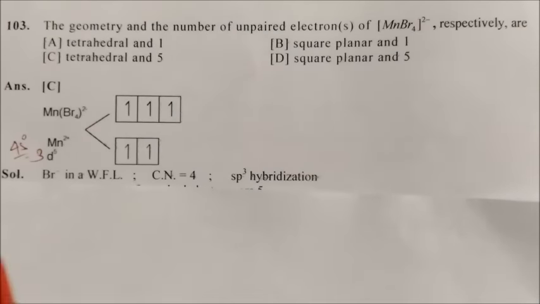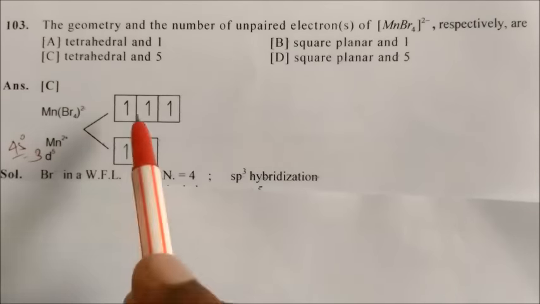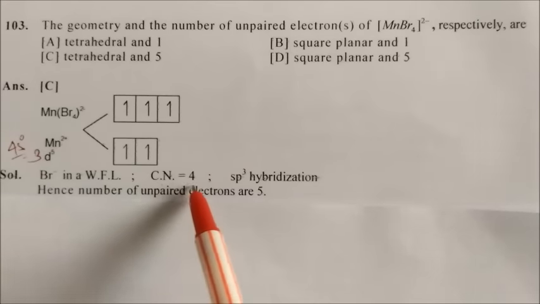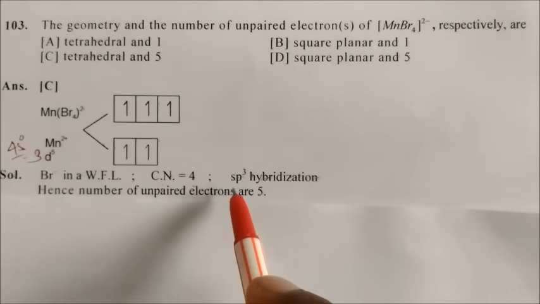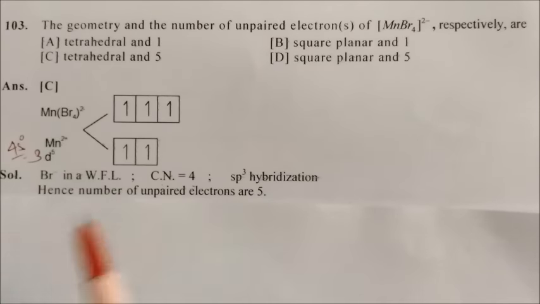Since Br is our weak ligand, so what happens? This will be your unpaired electrons. So Br is the weak field ligand, so coordination number is how much? 4. It will be 4 only. 4 only means it will form the sp3 hybridization. The number of unpaired electrons is how much? 5. So our answer is 3.